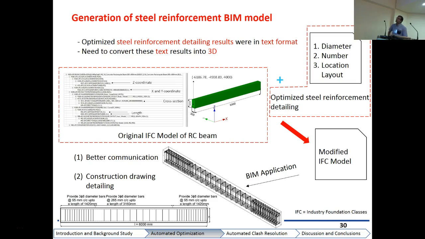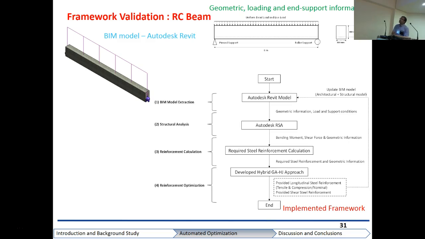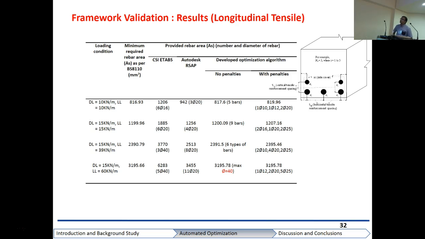Now this is the overall framework. Now we will try to validate the framework on a given RC member. So we consider an RC beam having geometric condition and loading condition as shown in the slide. Autodesk Revit model will be used as the BIM model, and Autodesk Robot Structural Analysis will help us to do the structural analysis of the given RC frame. We also developed an optimization engine based on the developed hybrid GA-HJ optimization approach. So this is the overall framework we implemented on the given RC beam.